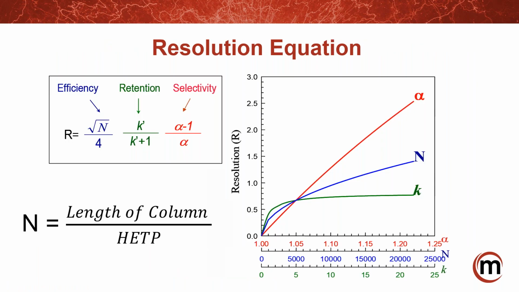What you see here, you've seen from a number of other vendors. This is the resolution equation. This is a nice graphical representation done by Pete Carr's group at the University of Minnesota. And what you have is an efficiency term, a retention term, and a selectivity term. The way you measure efficiency is you take the length of the column and you divide it by the height equivalent to a theoretical plate. And that is how tight and tall the peaks are.